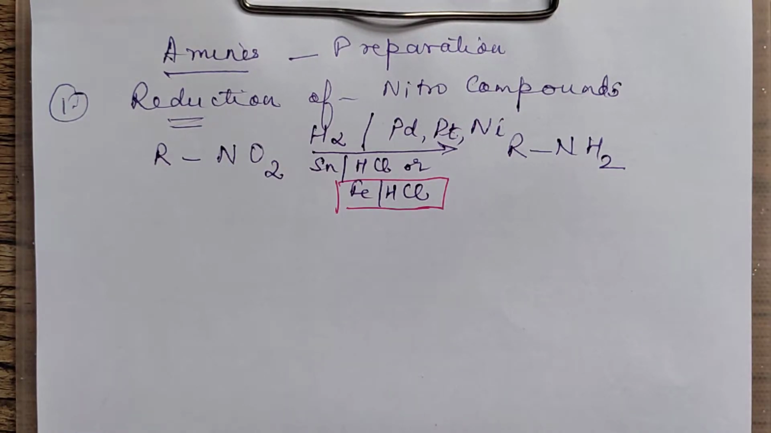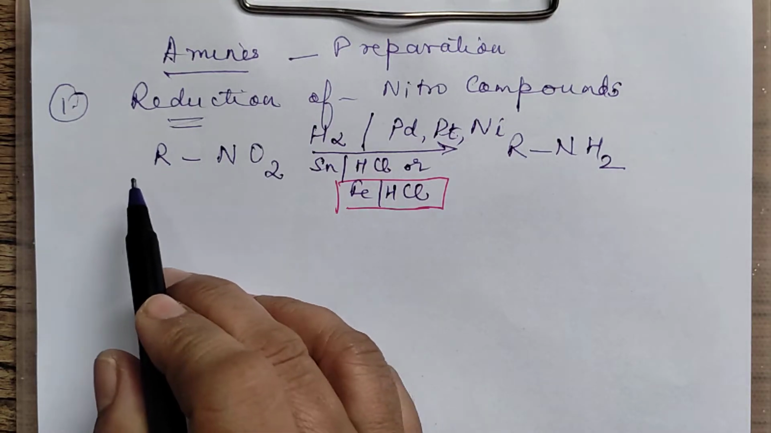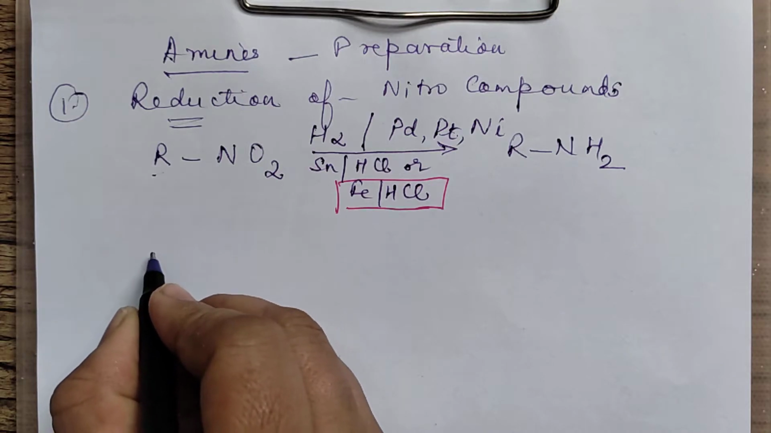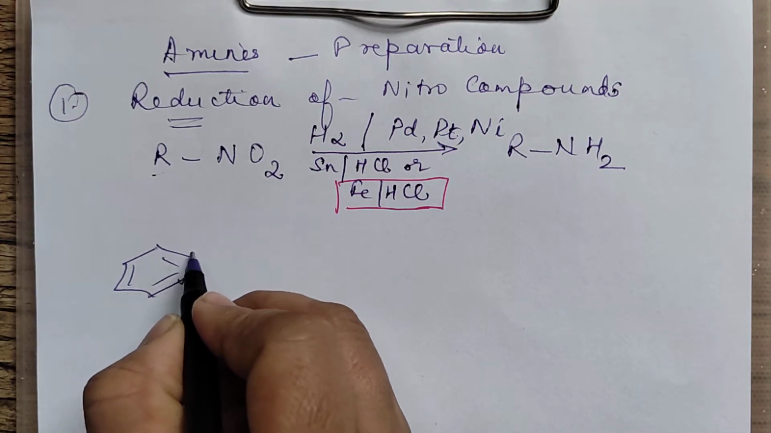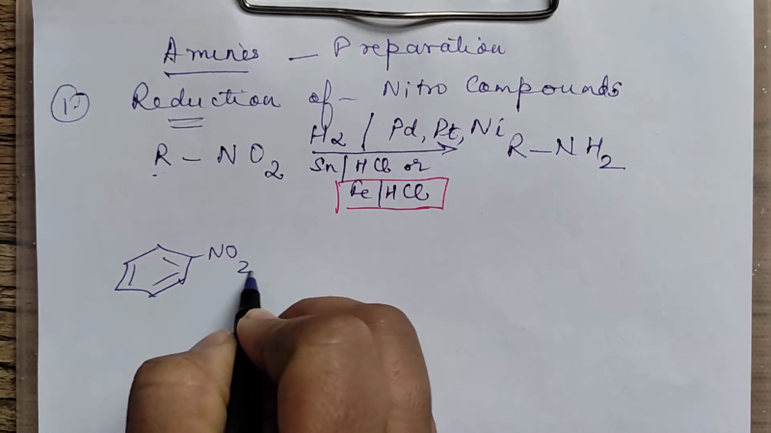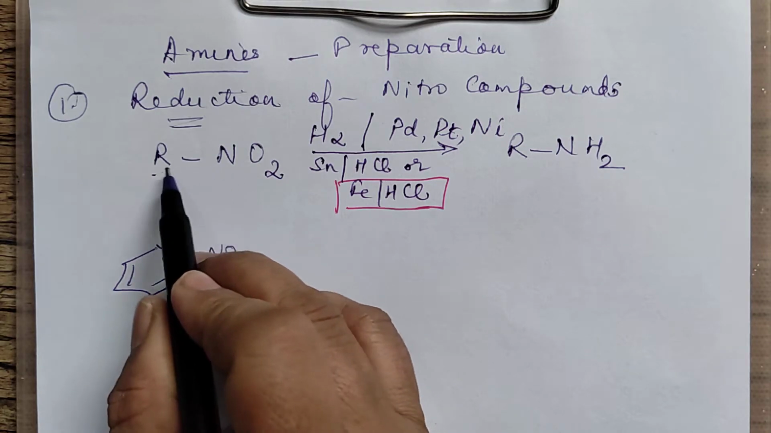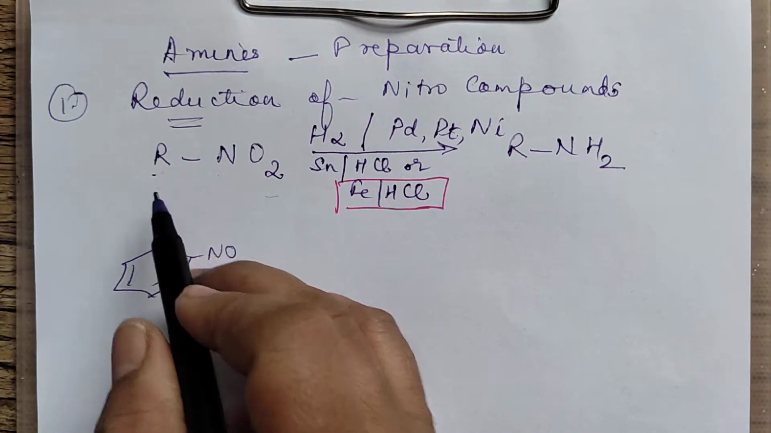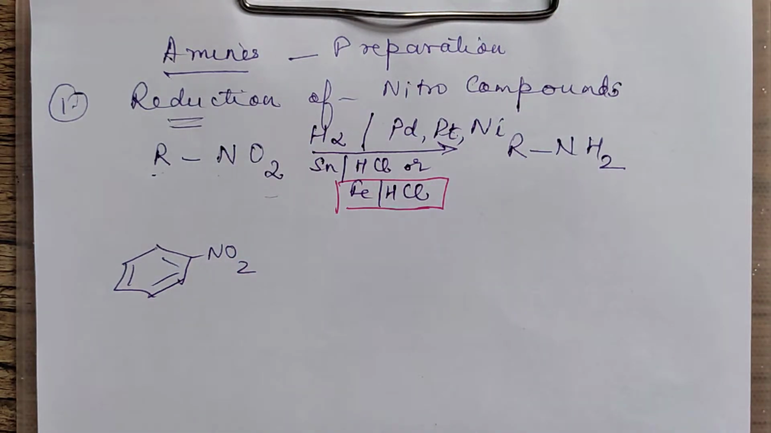So what exactly we do is we can take nitroalkane. Instead of taking an alkyl group, you can also use an aryl group, so it is possible with both. Suppose I am taking nitroalkane. This part is the nitro part and this is the alkyl part. So this O basically is to be replaced by hydrogen.